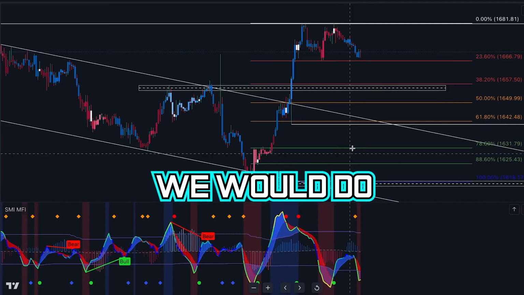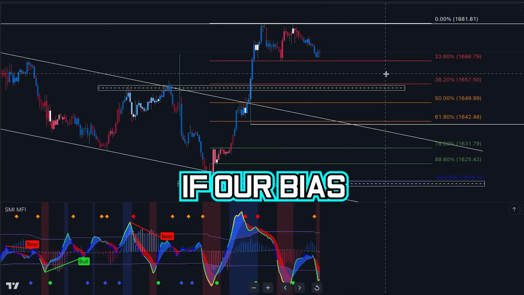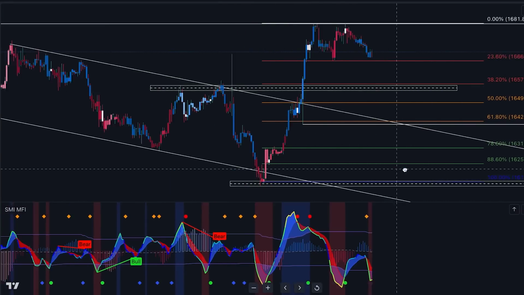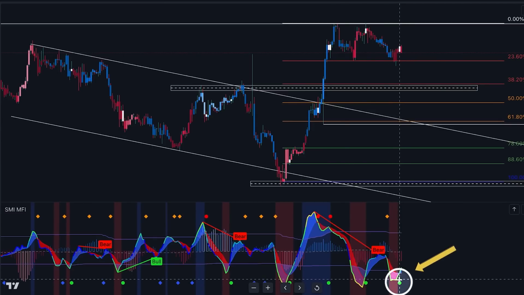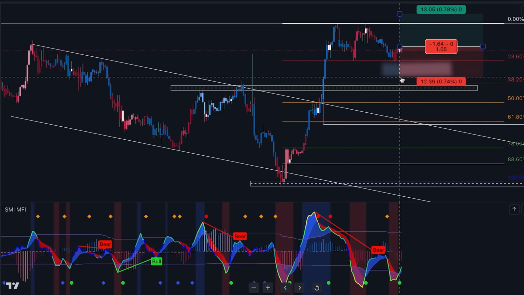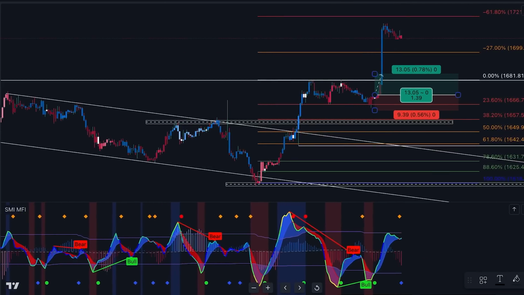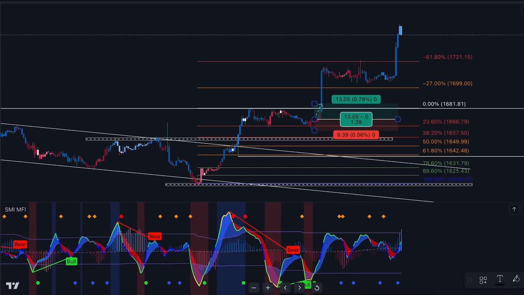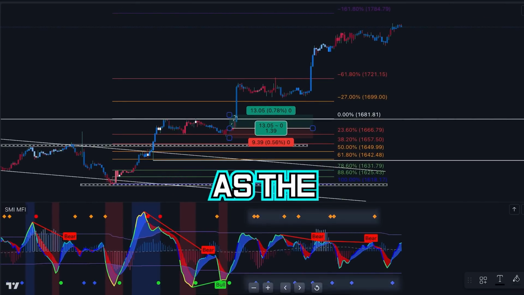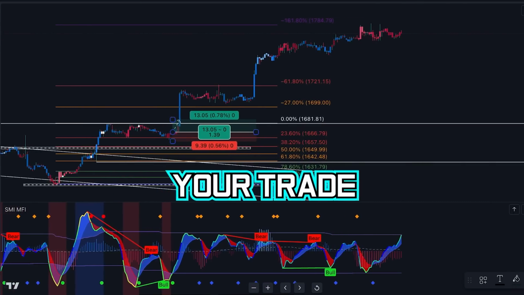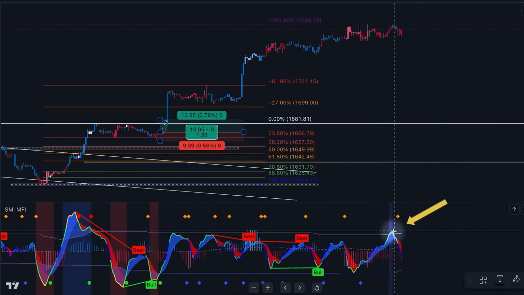For buy trades, we would do our analysis, and if our bias is bullish, we can wait for the oscillator to trend into an oversold level. Then once a green dot is plotted, we can take a buy with stops below the swing low and hold our trade until it runs into an overbought zone. Notice that we ignored the signals in between our entry and exit, as the indicator should be used to confirm your trade and not as a standalone tool.